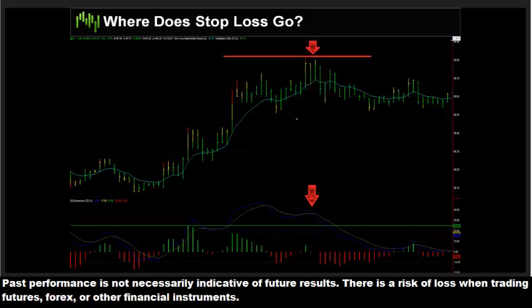Now, where does your stop loss go? How do you decide when you're going to place your stop loss, where you're going to place your stop loss? Again, this is on a 1-minute chart, as you can see. We're looking for the divergence. So here we go. We have the market coming higher.